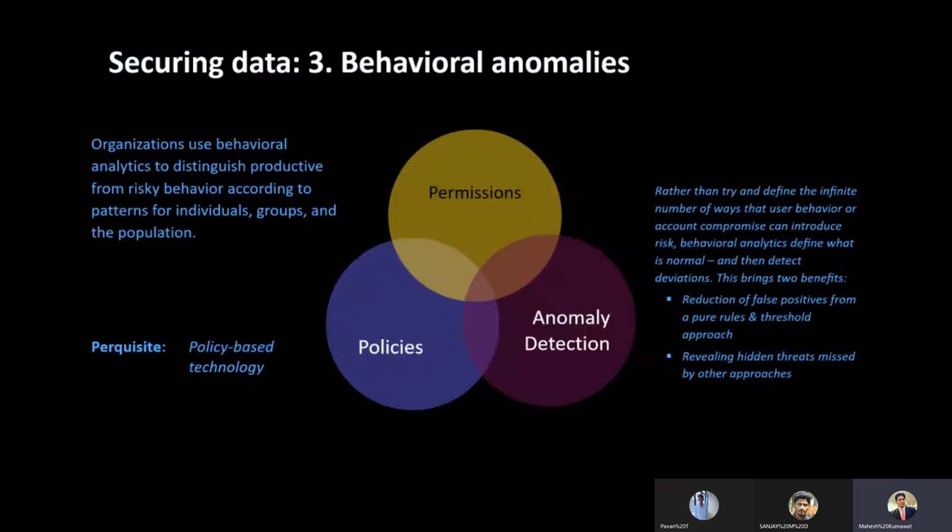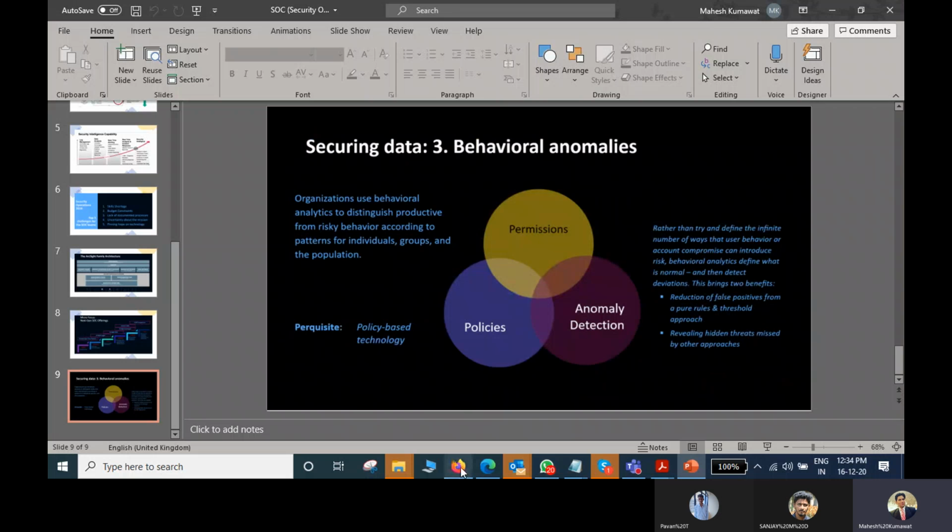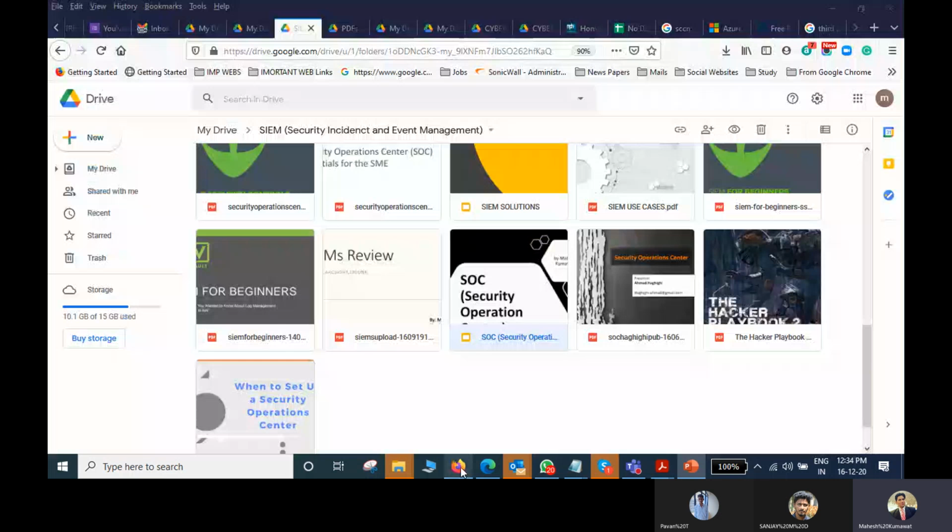Then we talk about securing data and behavioral anomalies: policies, permissions, and anomaly detection. You need to understand these things. Okay, then we have completed the theoretical concepts about the SIM solution. We have one last thing, which is important for you to understand.